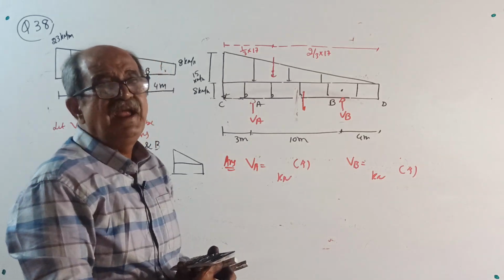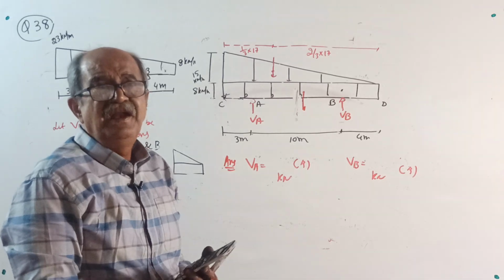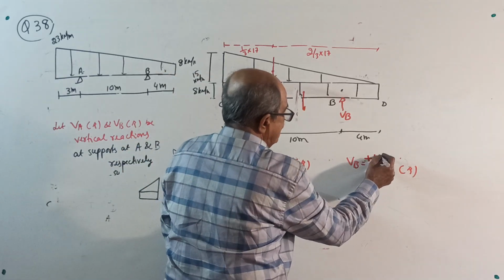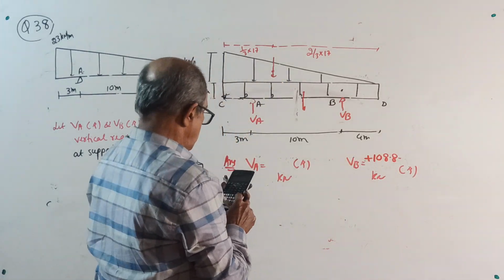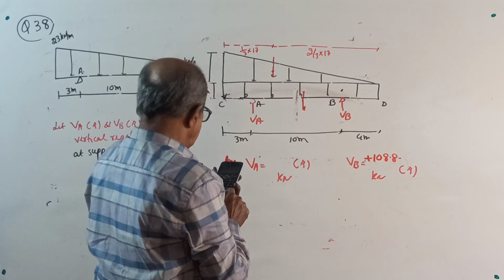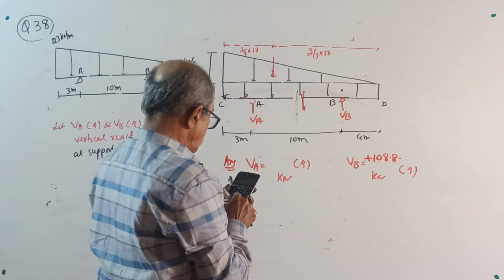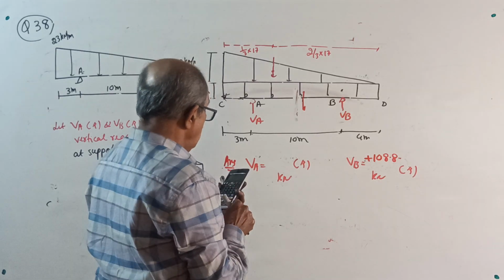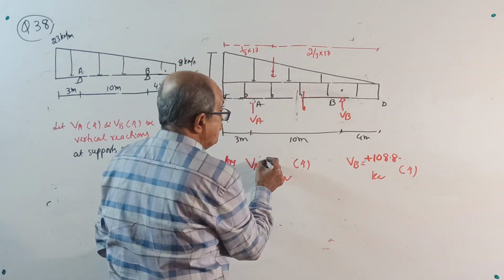See, I don't require to write. I can see the sketch and decide. That is after practice. It's a grip on the subject. VB will come plus 108.8 kilonewton. Then VA will come 23 plus 8 divided by 2 into 17, which is 263.5, minus 108.8. You will get 154.7.